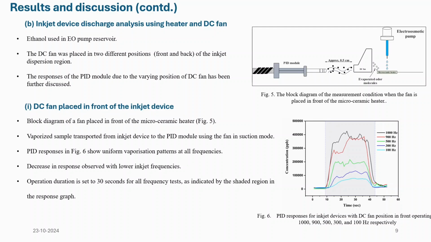So when the DC fan was set in the front, as you can see, this is the block diagram, and the point of the PID module and the DC fan was set to 0.5 centimeter. For this experiment, we used 5 different frequencies of inject devices, starting from 100, 300, 500, 900, and 1000, and the operation duration was set to 30 seconds. So this is the result, and you can see a linear decrease in the PID responses with the decrease in the inject frequency.